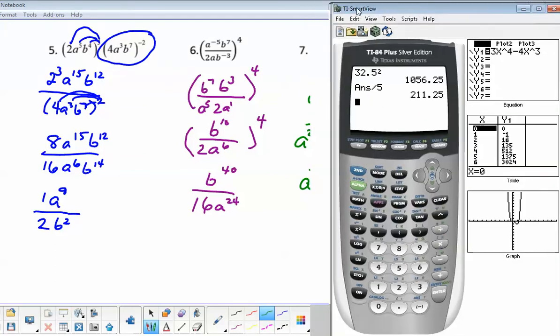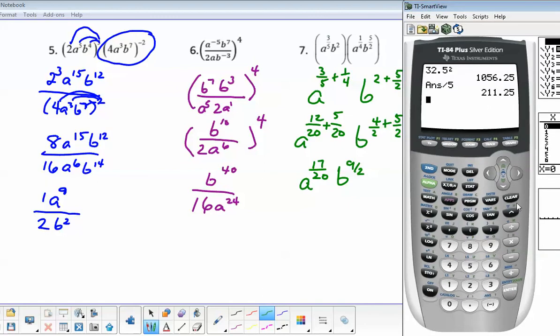Let's see. So I'm doing 3/5 plus 1/4. 3/5 plus 1/4, and then you press math and fraction, and you can get your answer that way as well.